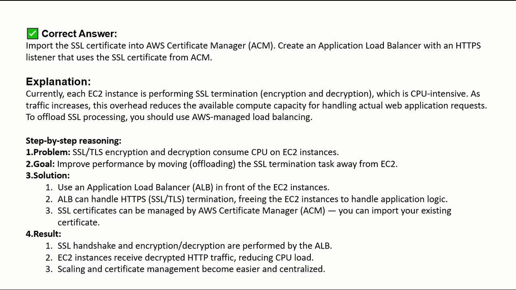So what will be the result with that? The SSL handshake and encryption or decryption are performed by the ALB itself. EC2 instances receive decrypted HTTP traffic, reducing CPU overload. Scaling and certificate management become easier and centralized. So I think you can understand why this option is the correct one, by importing the SSL certificate into ACM.